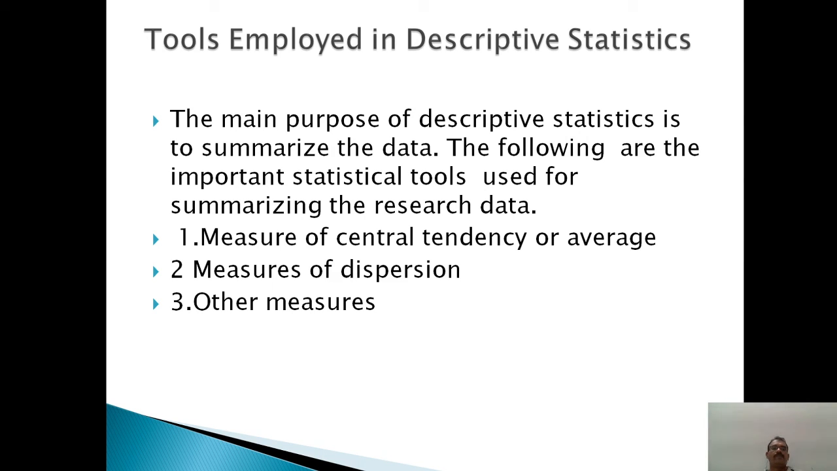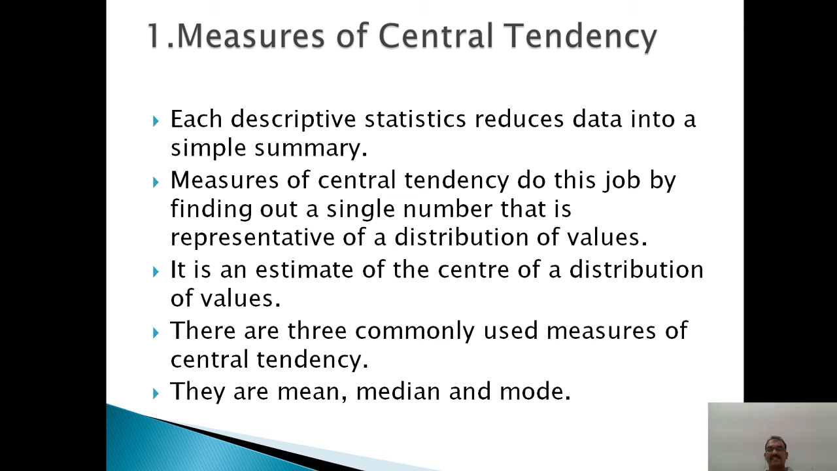Okay, now we are going to discuss the tools employed in descriptive statistics. The main purpose of descriptive statistics is to summarize the data. And the important statistical tools used for summarizing the research data are, first one, measures of central tendency or averages. Second one, measures of dispersion. And third one, other measures.